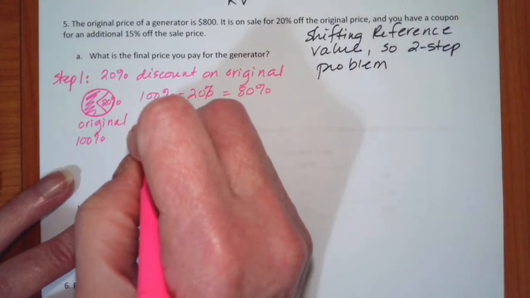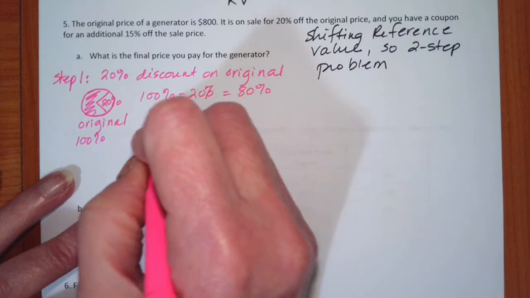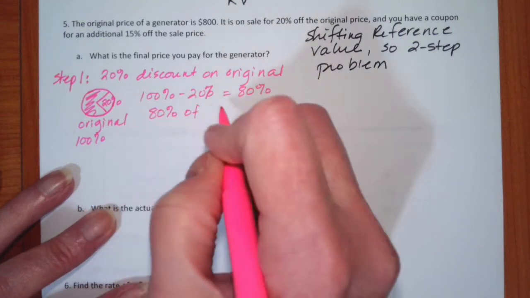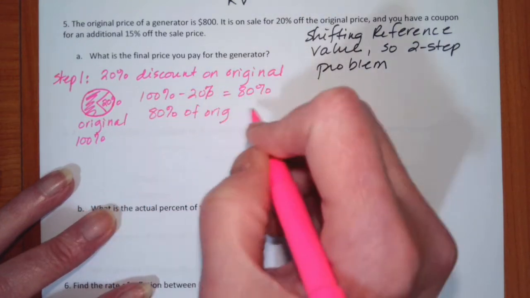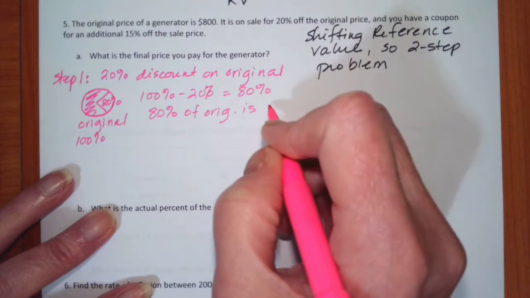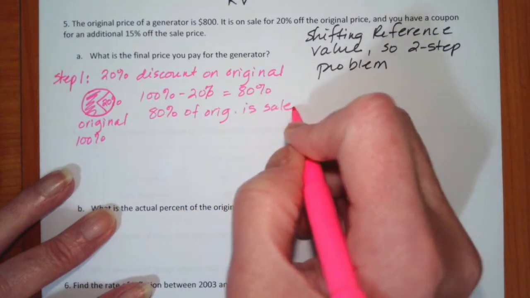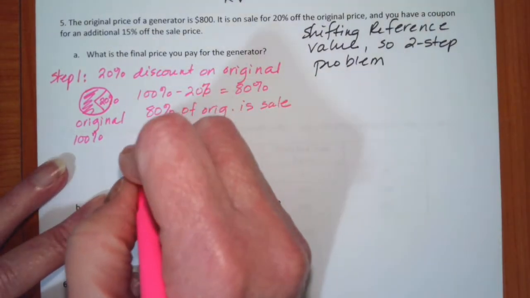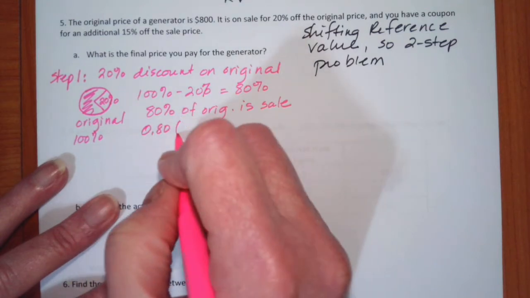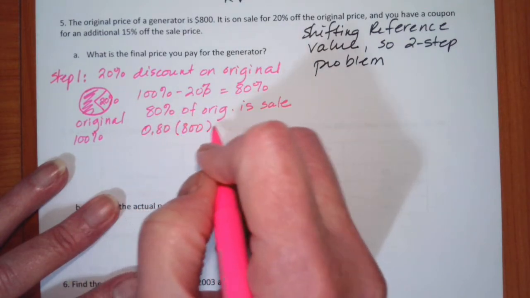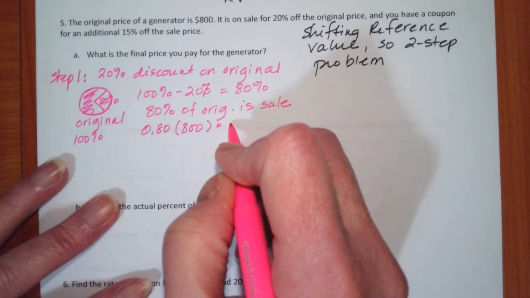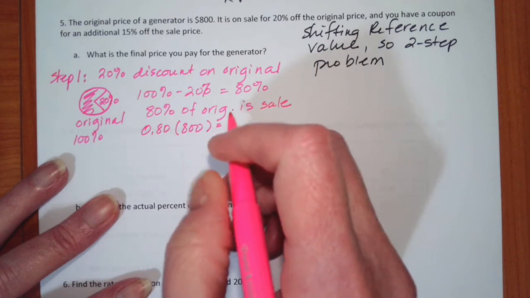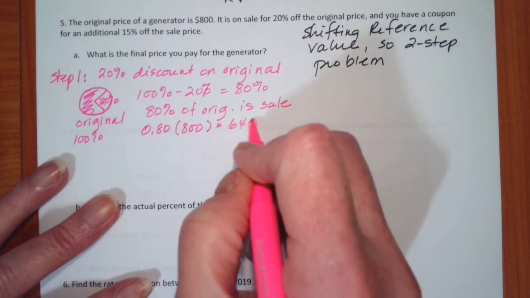So 80% of the original is the sale price, and I am abbreviating here. So this is 0.80 of 800, which becomes $640.